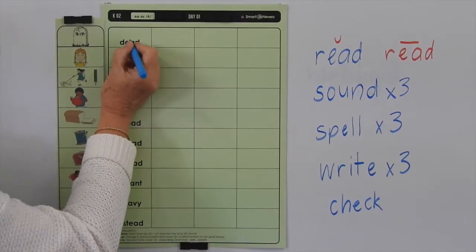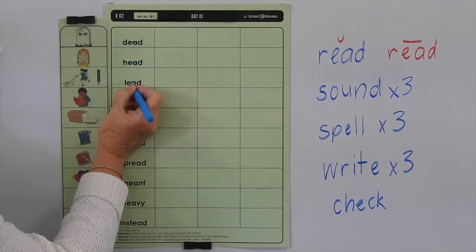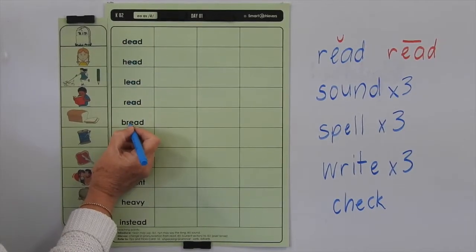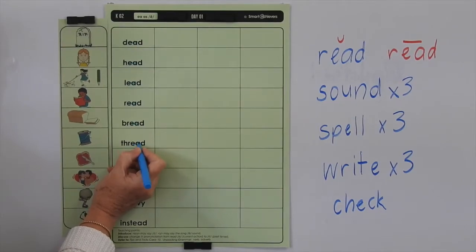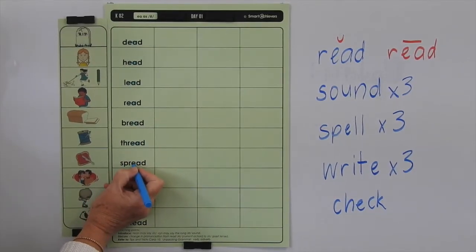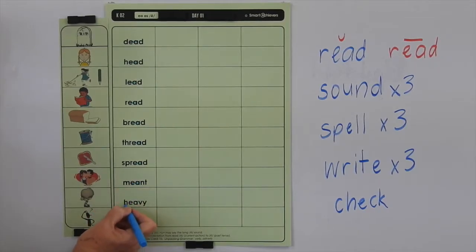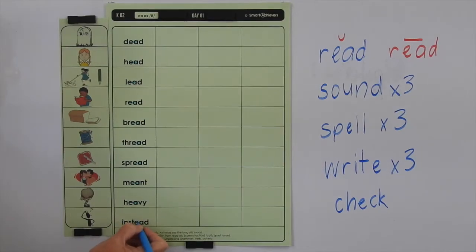So we've got dead, d-e-d, head, led, red, bread, thread, spread, meant, heavy, and then we've got instead.